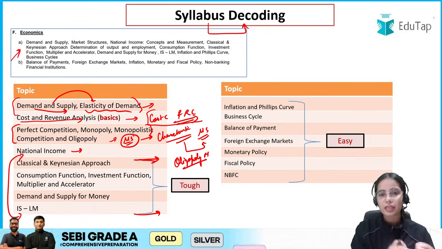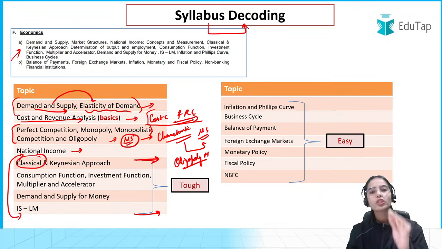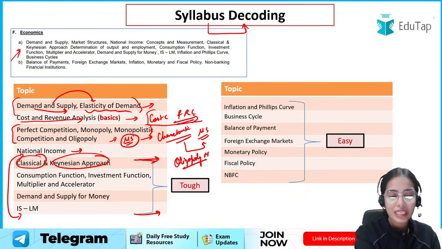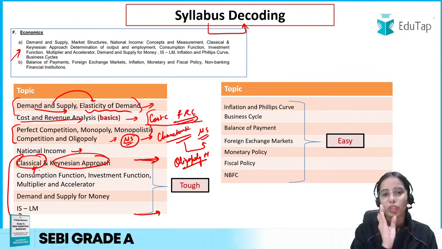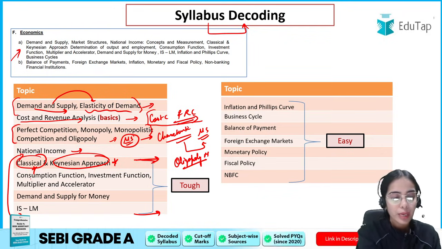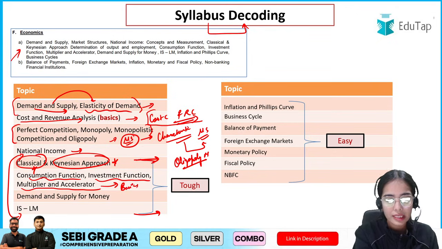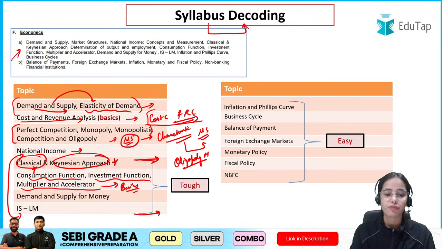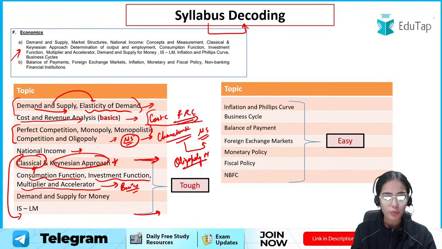So remember that in the classical approach, you do not have to go too much in depth. Just focus on the assumptions. In the Keynesian approach, yes, you have to understand this in detail because this is important for the coming chapters. Coming to the consumption function, investment function, multiplier and accelerator, just the basics. Yes, it seems tough, but you have to cover only the basics here, only basics.